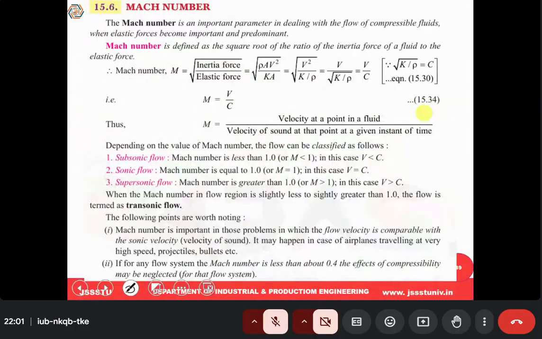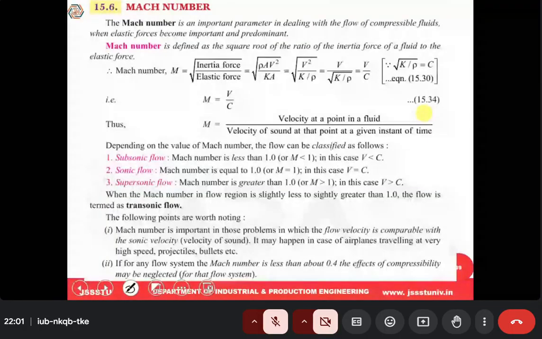Have you heard the word Mach number? Mach number, have you heard it or not? Mach number? No, sir. You haven't heard it in physics? Okay.